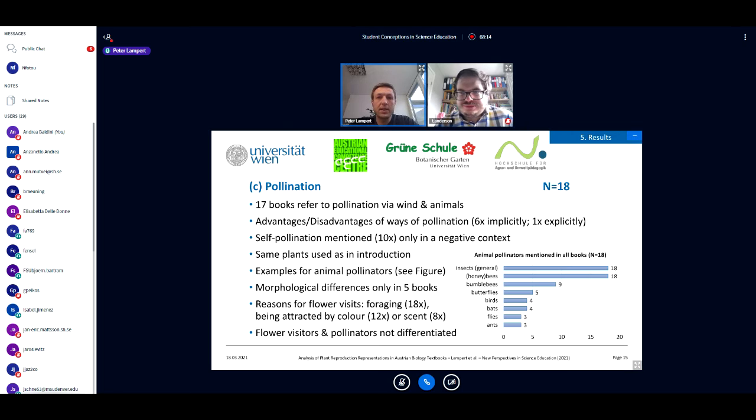Then some plants can self-pollinate, which sometimes has negative effects because the seeds don't develop that properly, and it has some negative aspects. But for some plants, it also has advantages because they can reproduce without having another plant, which is otherwise necessary. However, books always mention it in a negative context.